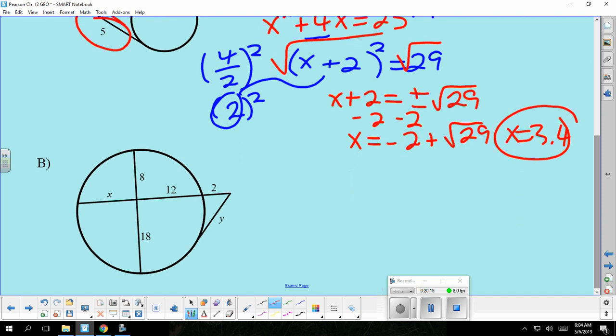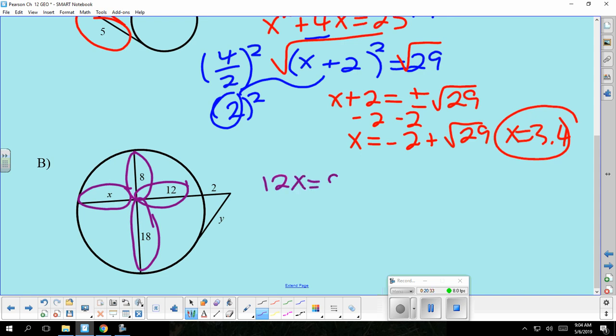All right. Last example. Let's start by solving for x first. The product of these equals the product of those. So 12 times x equals 8 times 18. So 12x equals 144. X equals 12.